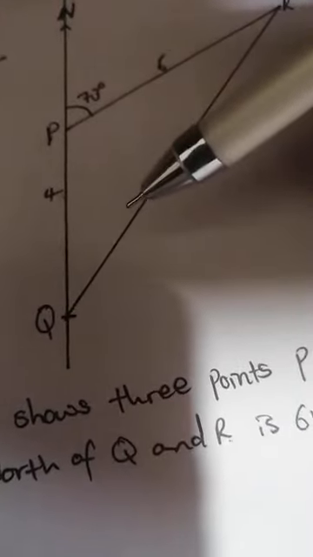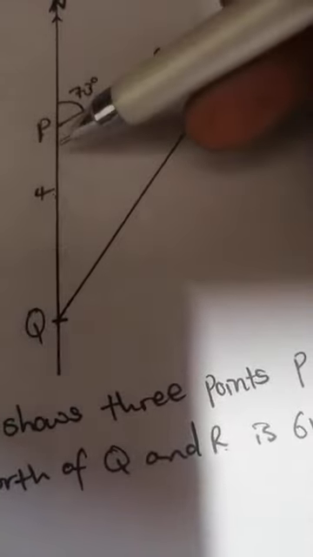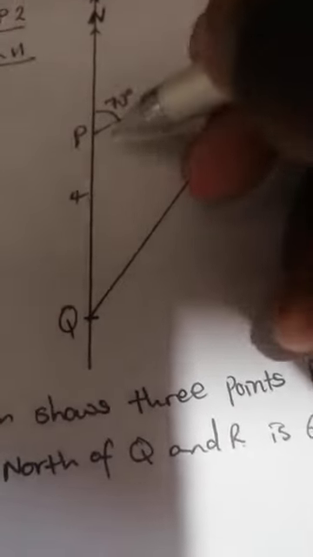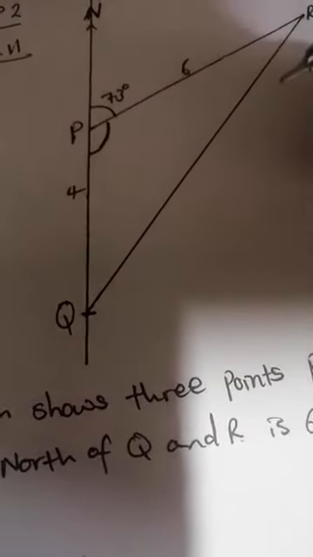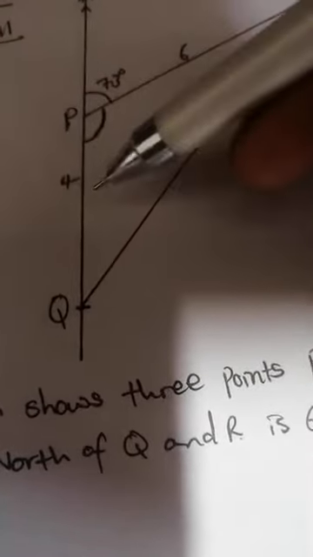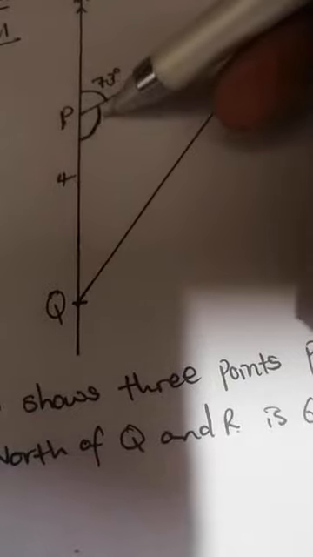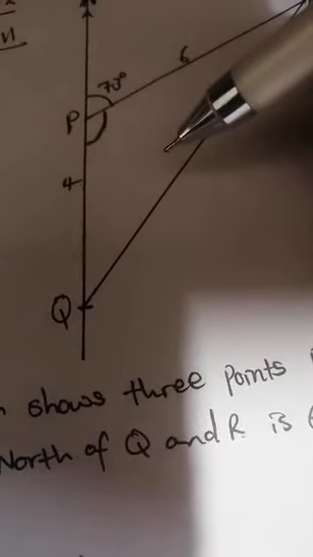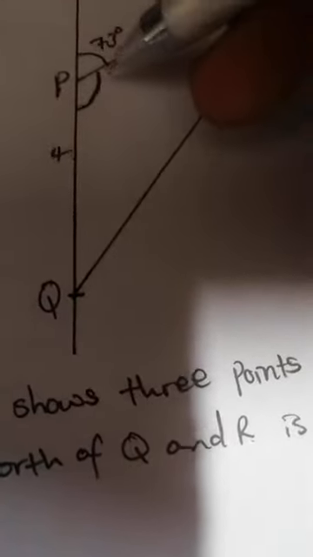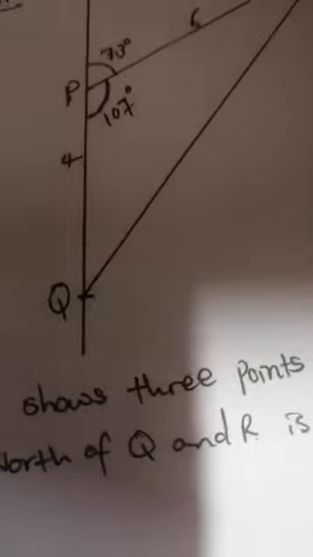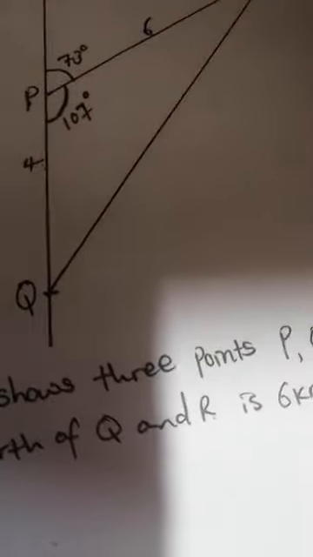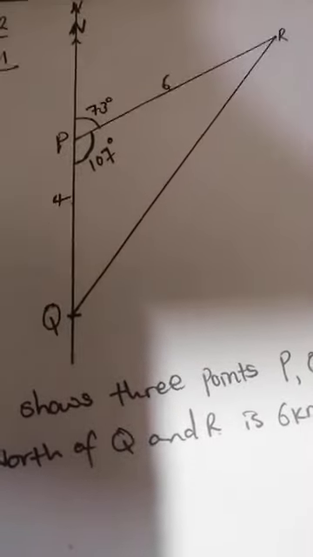So for us to use cosine rule, we need this angle. So to get this angle, we say 180, because this is a straight line. So to get this angle, you say 180 minus 73 degrees. So this angle is 107 degrees. That's 107. So now you can find QR.